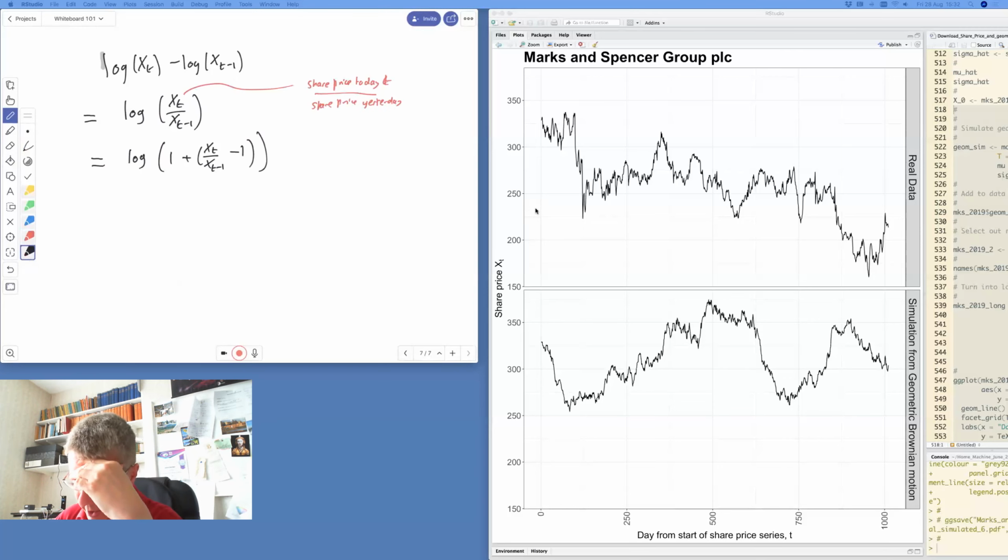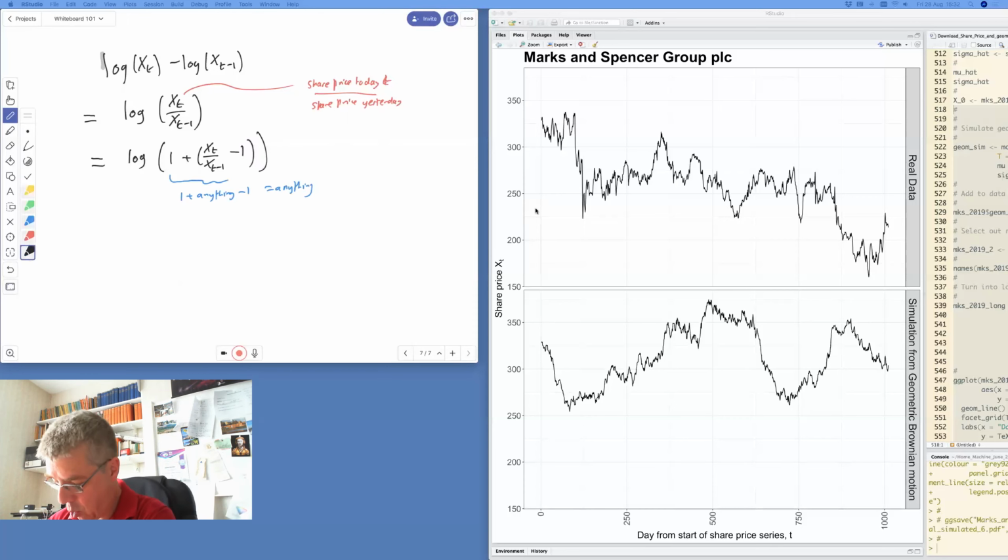Now let's go back to this log. What I've done there is I've written this as 1 plus the original thing minus 1. And why can I do that? Well, that's straightforward. If you have 1 plus anything minus 1, I get back to anything. But why would I want to do that?